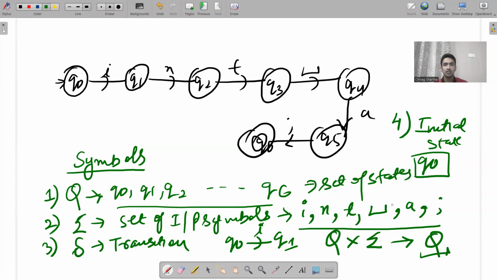And the last, not the least, is capital F. Capital F means set of final states. Set of final states means you can have many final states. It's not that you will have a single final state, but over here there is single final state which is known as Q6. So this is what your model is looking like. Hopefully this is clear. These are all symbols.